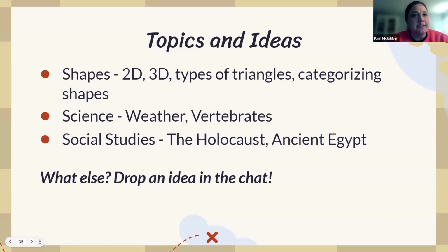So as you think about what you teach, off the top of your head, what else is a topic you could use for semantic mapping? And if you want to drop an idea in the chat, we'd love to hear it. Yeah, awesome. So great science ideas here. Food chains, yep. Oh yeah, ecosystems, relationships. In the cells, yep.